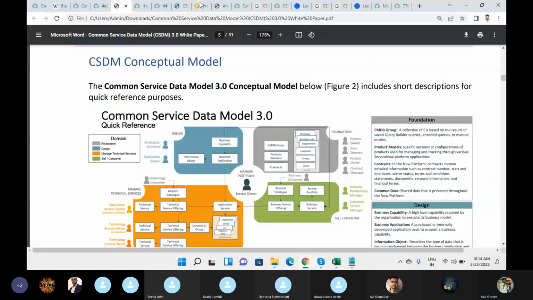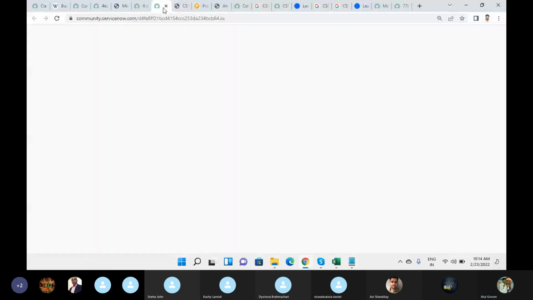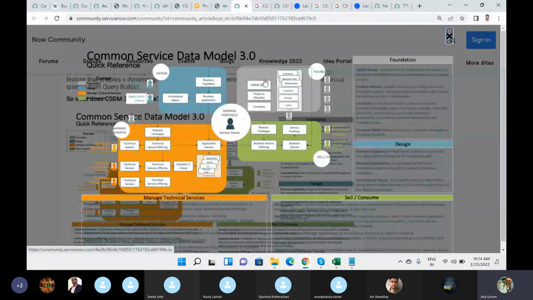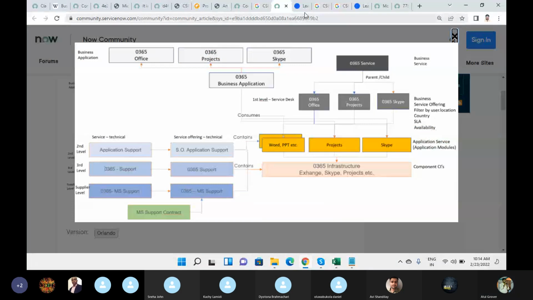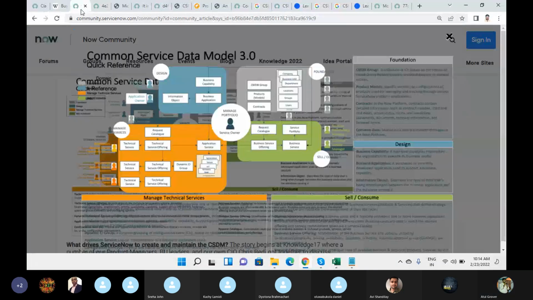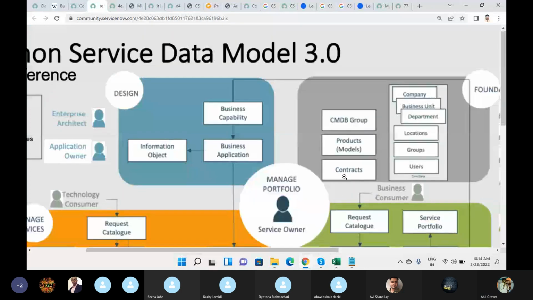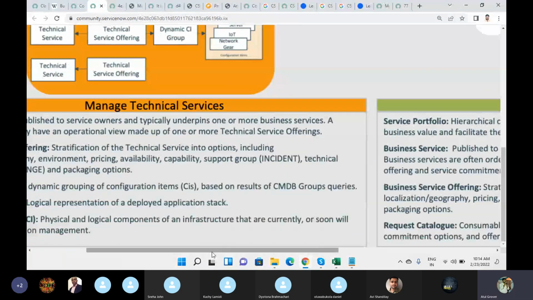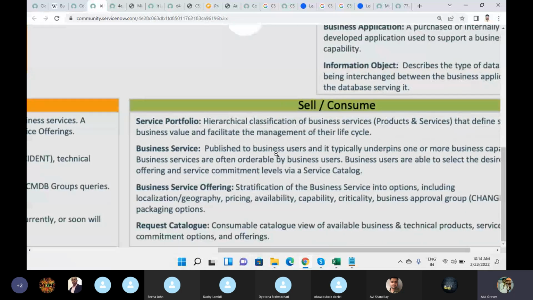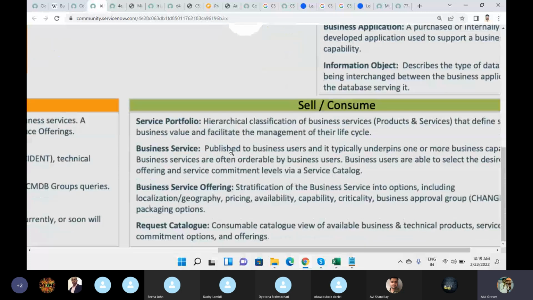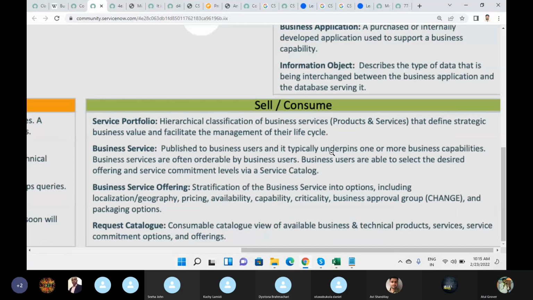This one. You can't get a screenshot. So many tabs we open. So now this is my service portfolio. Now what is the business service? This says, published to a business user, underpin one or more business capabilities.